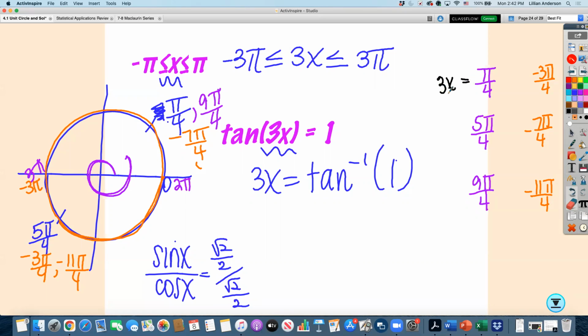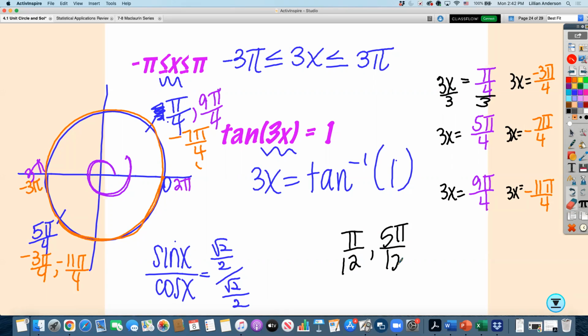But you are though. But remember, I still have to set every single one of these equal to 3x because I'm still trying to solve for x. So I need to divide every single one by 3. So my final answers are pi over 12, because pi over 4 divided by 3, keep change flip, is pi over 12. My next one's going to be 5 pi over 12. And then 9 pi over 12, which reduces down to be 3 pi over 4.